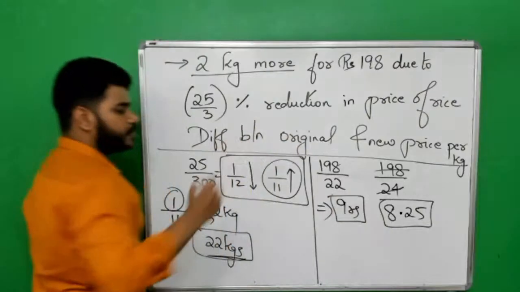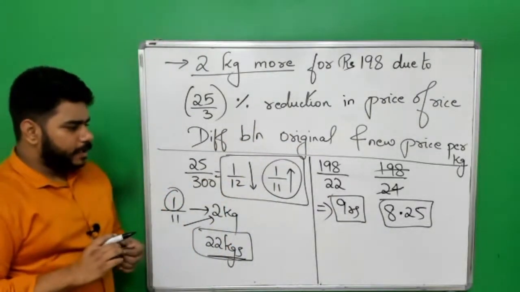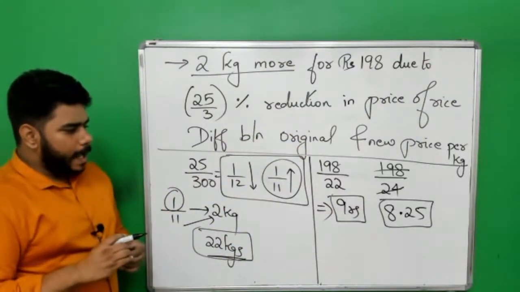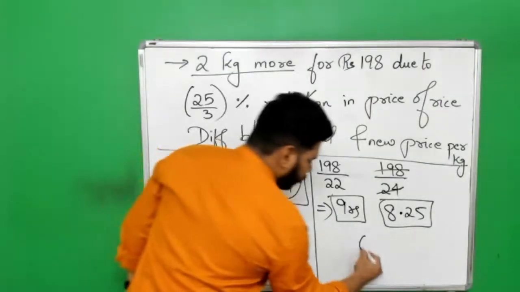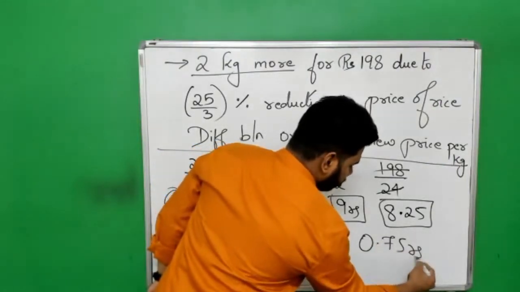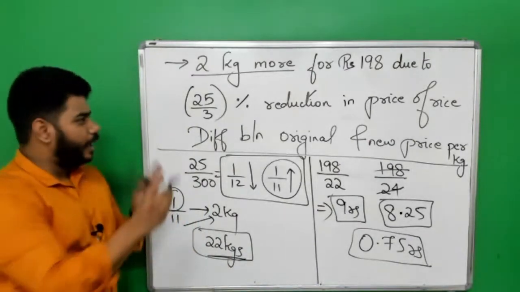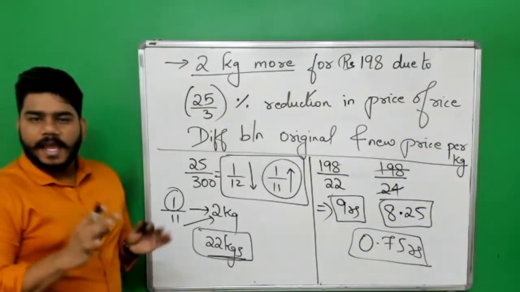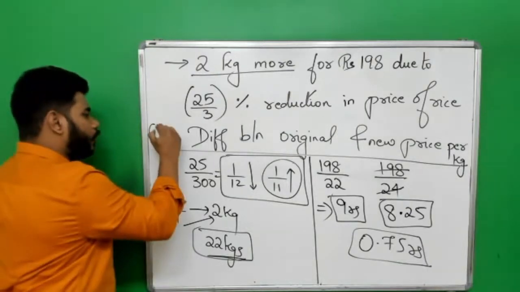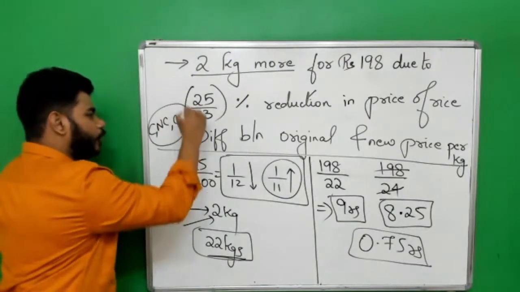This is the old price. So what is the difference we are getting? So the difference is nothing but 9 minus 8.25. That is nothing but 0.75. This is the fastest and the simplest way to solve this problem. Is this concept clear, not clear, or crystal clear? Type fast, all of you.